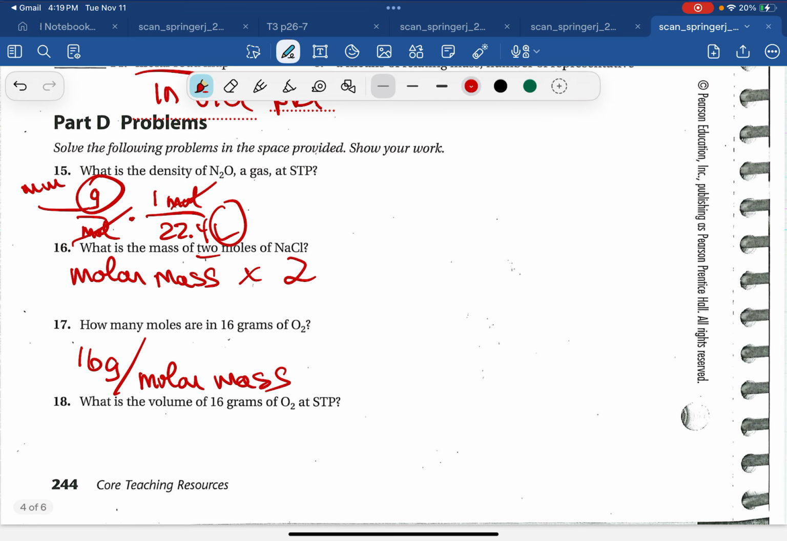And then the volume of 16 grams of O2. So we're going to have to turn our grams to moles. And then we'll take our moles times 22.4. Your mole roadmap could help you on that. You're starting with grams down at the bottom. You go to moles in the middle, then you go up to the left to liters. And you'll be able to figure that out.